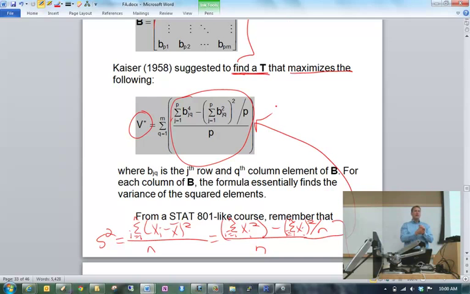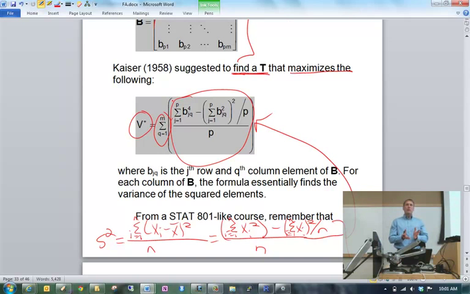Does everyone see that? And since we have m columns to our B matrix, how about we sum them all up? So we're having the sum of variances. And remember, what Kaiser suggested in 1958, a long time ago, was to find a t that maximizes this sum of variances for squared elements in the columns. Why would we want to do that?